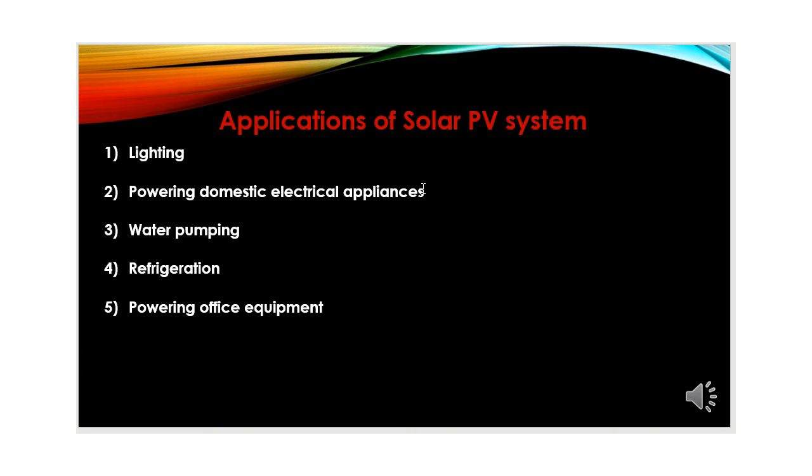In our next section, we look at the applications of a solar PV system. The first one is simply lighting. Number 2, powering domestic electrical appliances. A solar system can also be used for water pumping, refrigeration, and also in an office setup where you can power your office equipment.